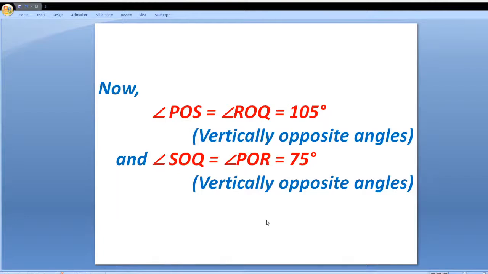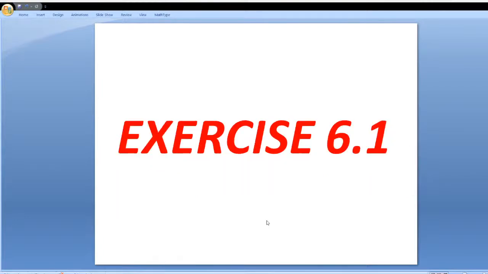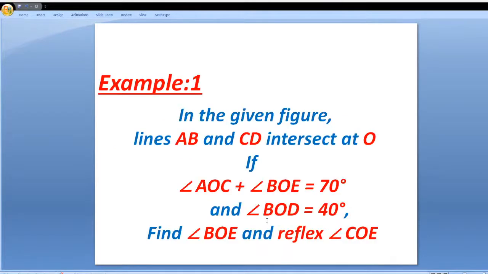So now next. Okay. Next is exercise number 6.1. If you have the textbook, then open your textbook and see the page number. I am just opening. Okay, page number 96. See page number 96. This is example number first.